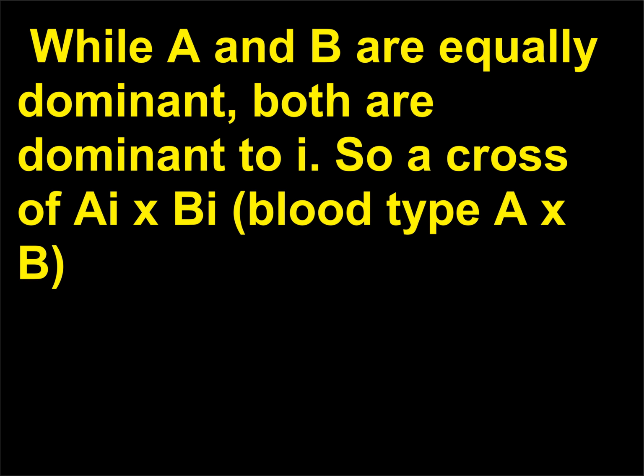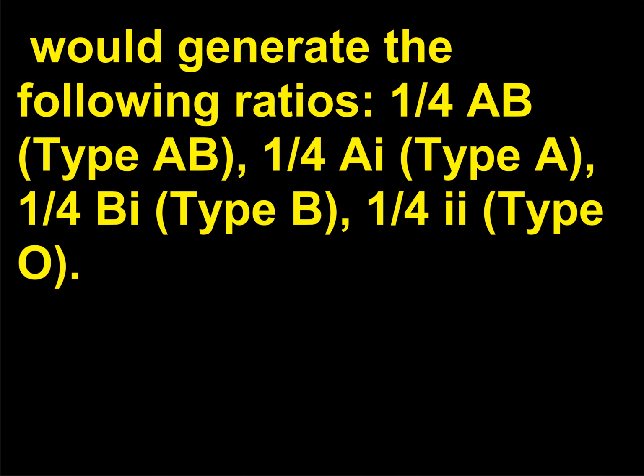So a cross of AI by blood type AB would generate the following ratios: 1/4 of type AB, 1/4 AI, type A, 1/4 type B, 1/4 type O.